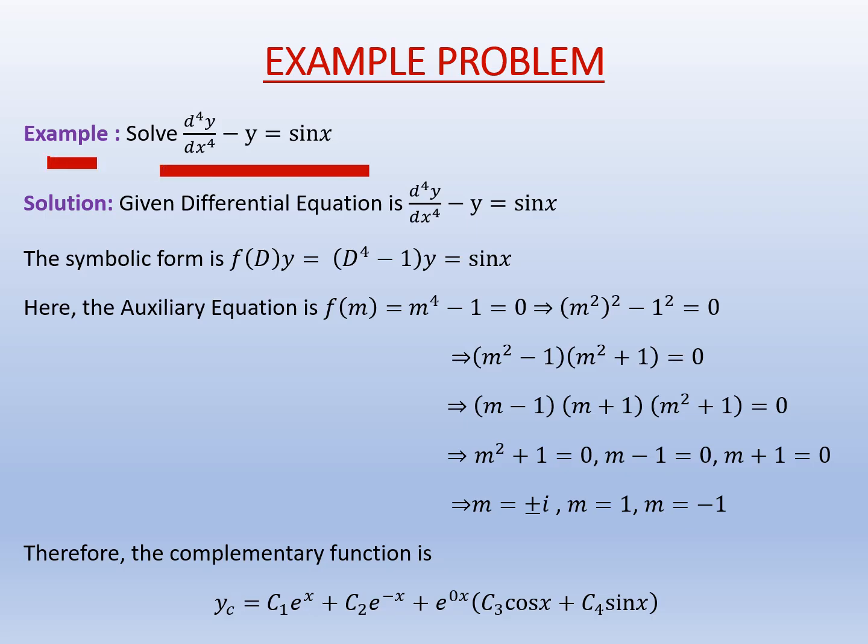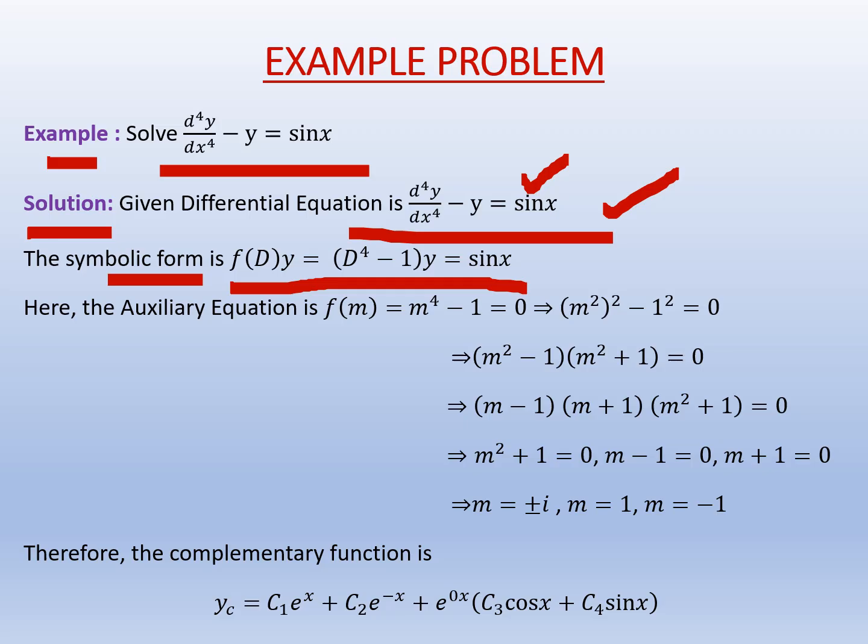Example: solve d power 4 y by dx power 4 minus y equals sin x. Solution: first write the given differential equation, which is a non-homogeneous linear differential equation with the non-homogeneous term sin x. Next, write the symbolic form of the given differential equation, which is f of D y equals d power 4 minus 1 of y equals sin x. Here f of d is d power 4 minus 1. So we write the auxiliary equation like this: f of m equals m power 4 minus 1 equals 0, which implies m square whole square minus 1 square equals 0, which implies m square minus 1 into m square plus 1 equals 0.